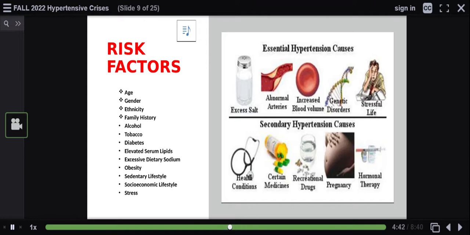Now, diabetes. Okay, what's up with this? So again, you've learned diabetes. I'm not going to go through this, but your body makes insulin. Insulin causes your body to retain salt and fluids, which is one way diabetes increases your risk for high blood pressure. Right?